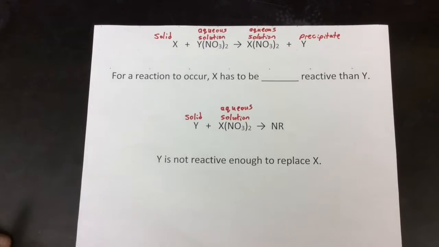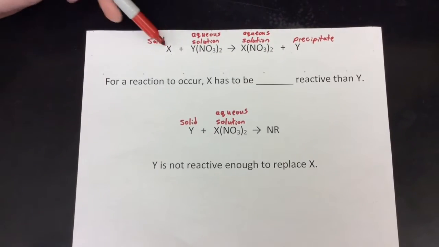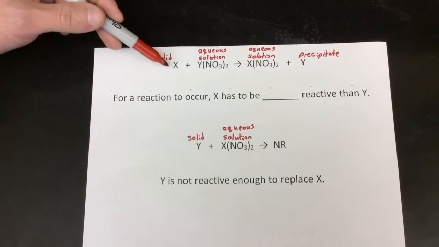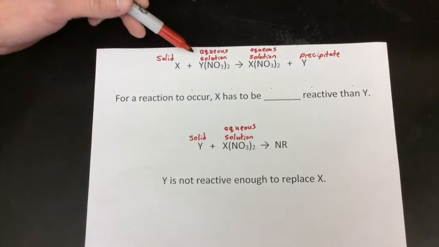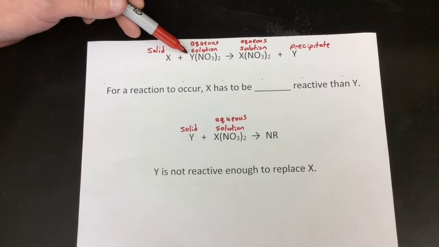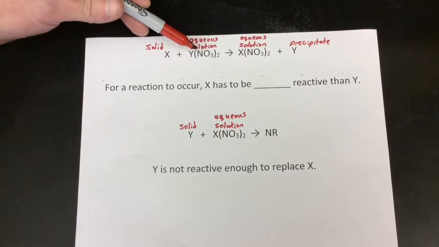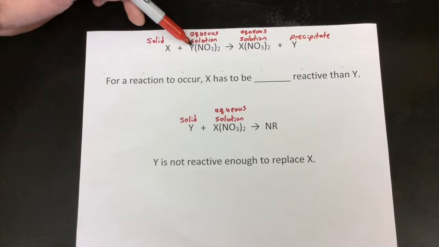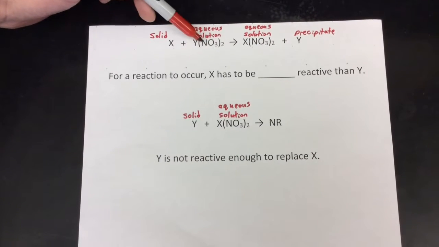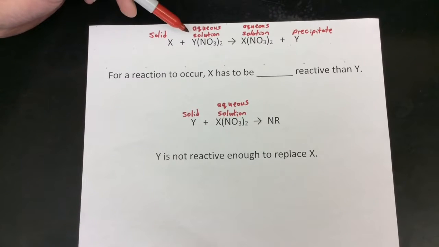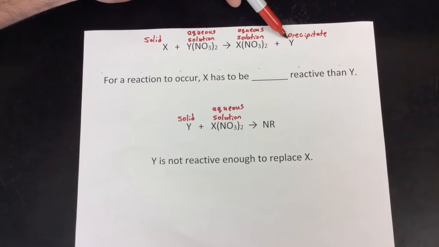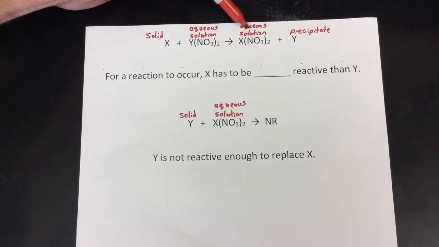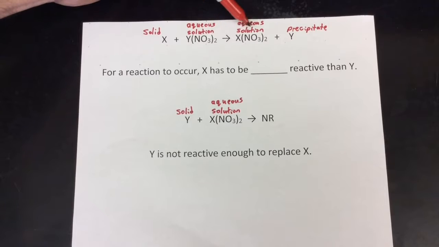In these examples, I made up two metals, X and Y. In this first example, I'm taking a solid piece of this made up metal X, and I'm going to add it to an aqueous solution of metal Y bonded to NO3. Aqueous just means it's dissolved in water. So this is a liquid where the solid is dissolved in water. When you do this reaction, you'll get Y, this solid, precipitate out, and now X will be bonded to this NO3 and this will now be in the liquid solution, dissolved in water.